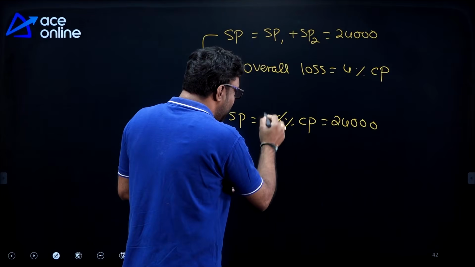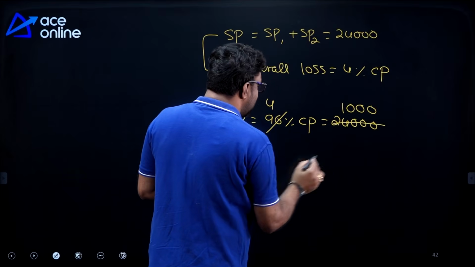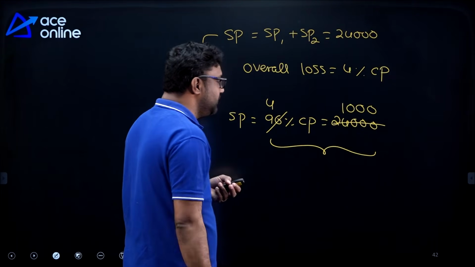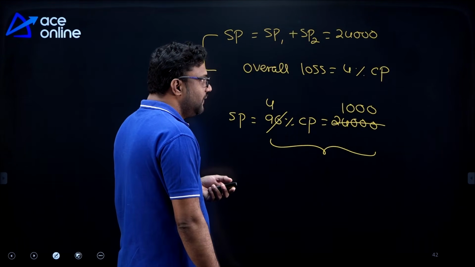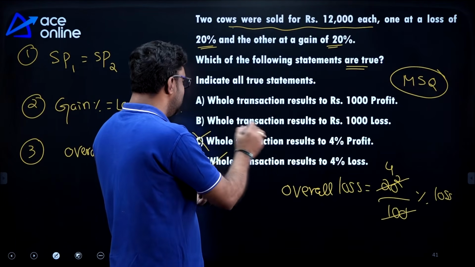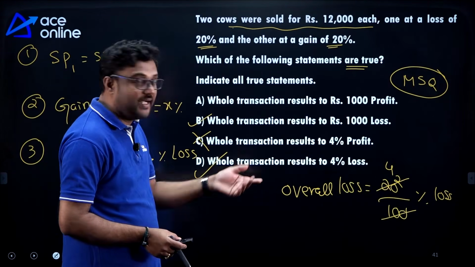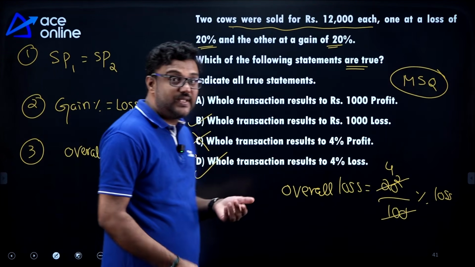Now 4% of 24,000. See, 4% means nothing but 1,000. So overall loss is 1,000 rupees. Option B. Overall loss is 1,000, percentage is 4%. This is using the trick.